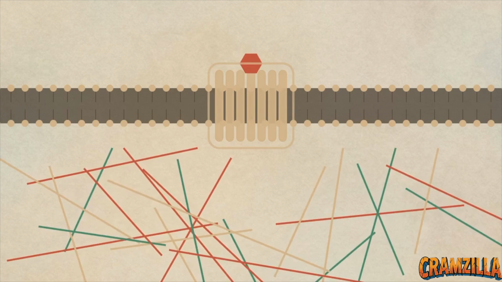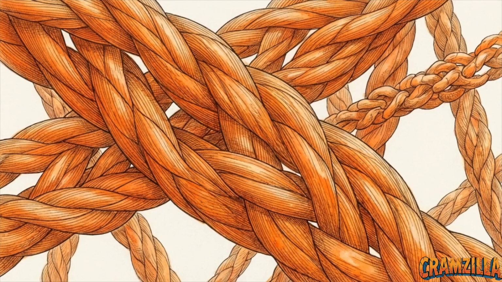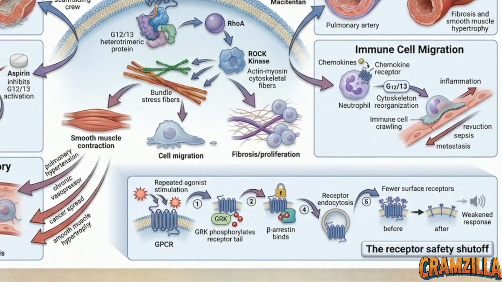Enter the G12-13 pathway. If other G proteins act as the electrical wiring of the cell, G12-13 is the heavy construction crew. It dictates long-term architectural restructuring. Looking at this schematic, the defining features of G12-13 activation are stated right at the top: remodel, migrate, and tighten. Alongside that construction power is a mandatory biological failsafe to prevent structural overload, which clinical medicine experiences as drug tolerance.